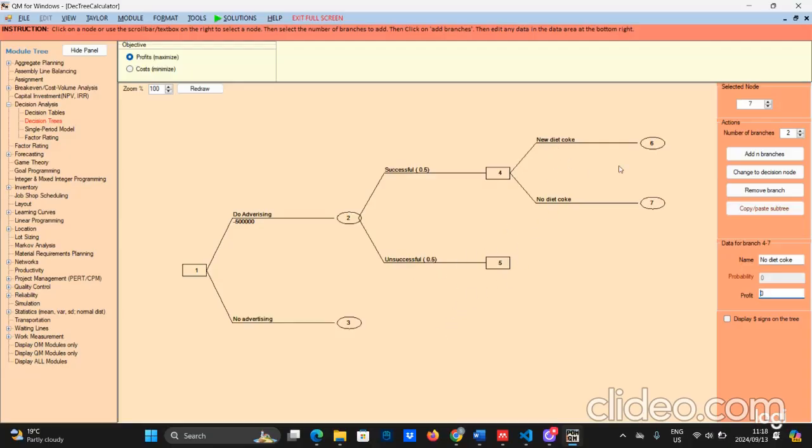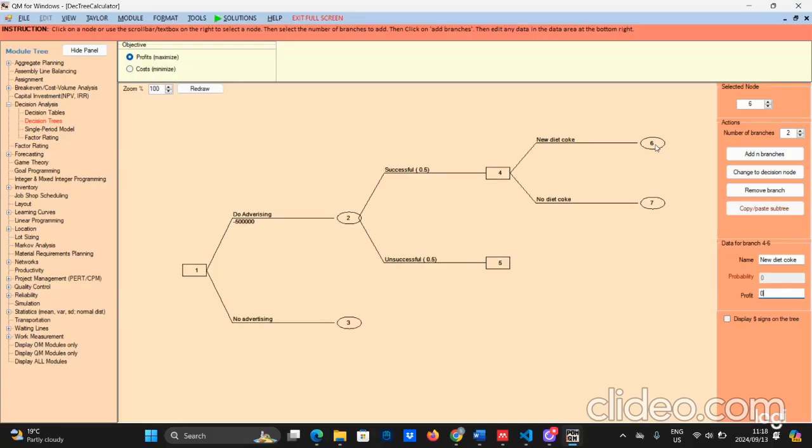So here, as I was saying, they have to make a decision on whether to introduce or not introduce the Diet Coke. If they don't introduce the Diet Coke, it means they won't make any money. So their profit will be zero. They'll make zero from it.